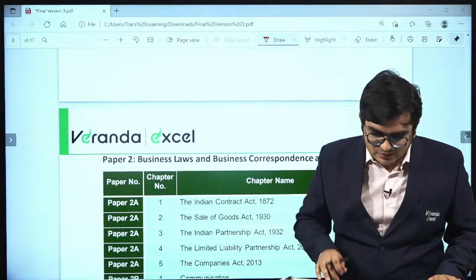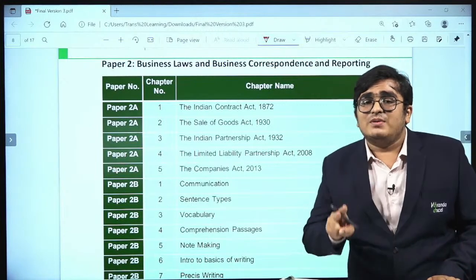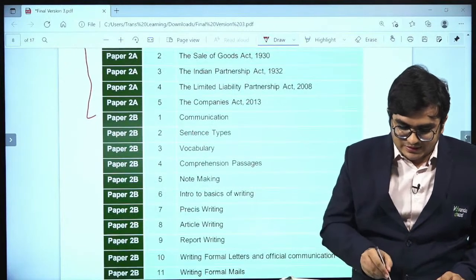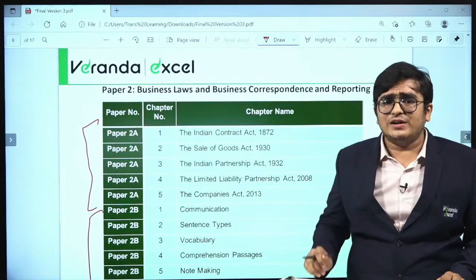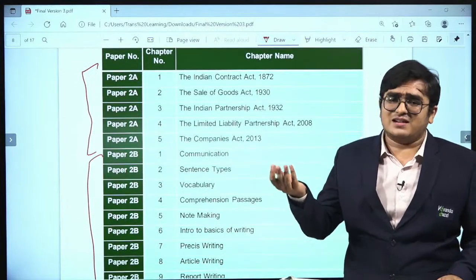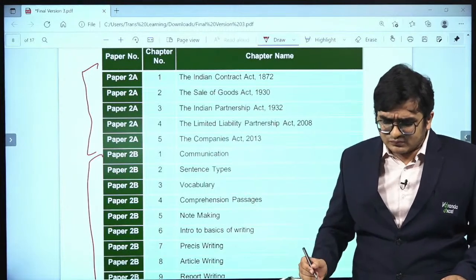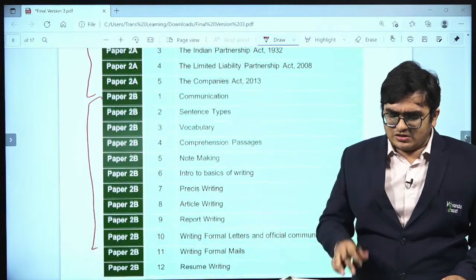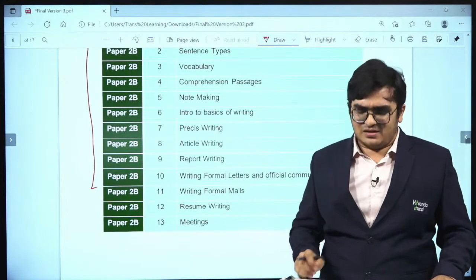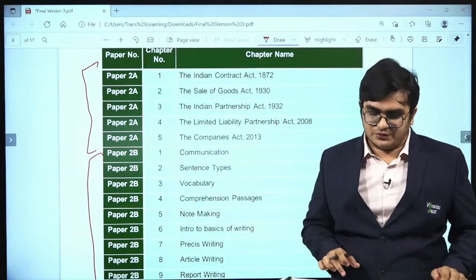Second is paper 2, business laws and business correspondence and reporting. Now this paper is broken up in two parts, paper 2A and the remaining is paper 2B. Like I told you, it talks about a couple of acts. So it talks about the Indian Contract Act, the Sale of Goods Act, the Partnership Act, the LLP or Limited Liability Partnership Act, and the Companies Act. Then there is paper 2B, which talks about communication, sentence types, article writing, report writing, resume writing, meetings and stuff like that. This is English and this is relating to law. So this subject will be pretty new for you.